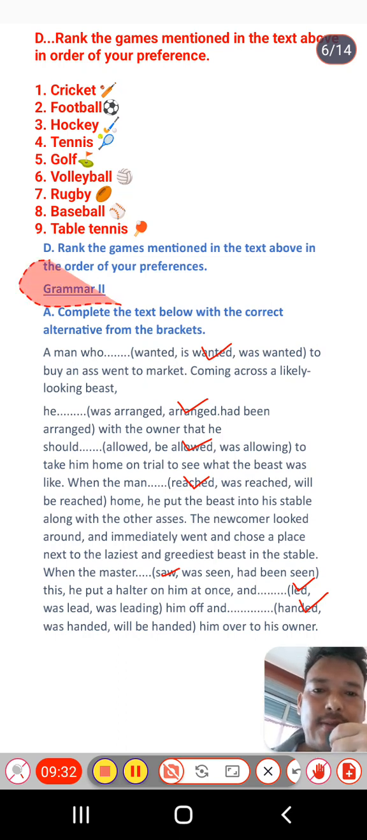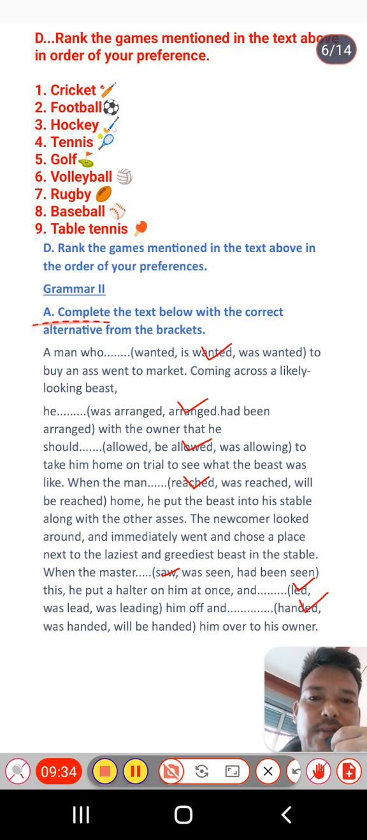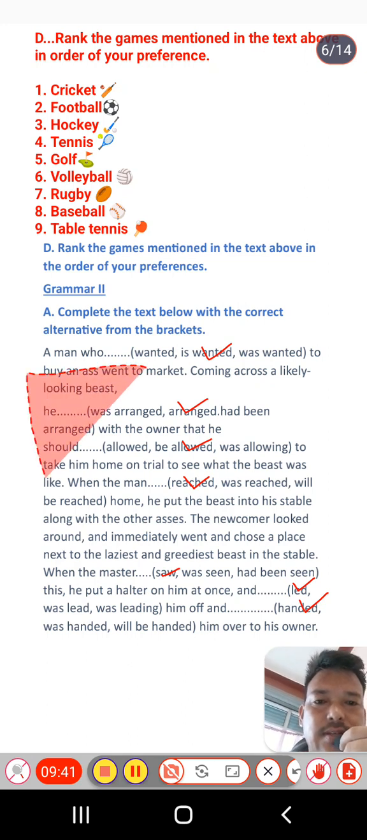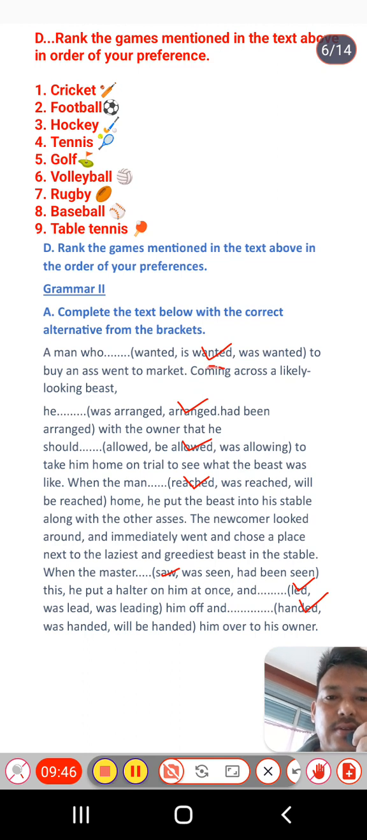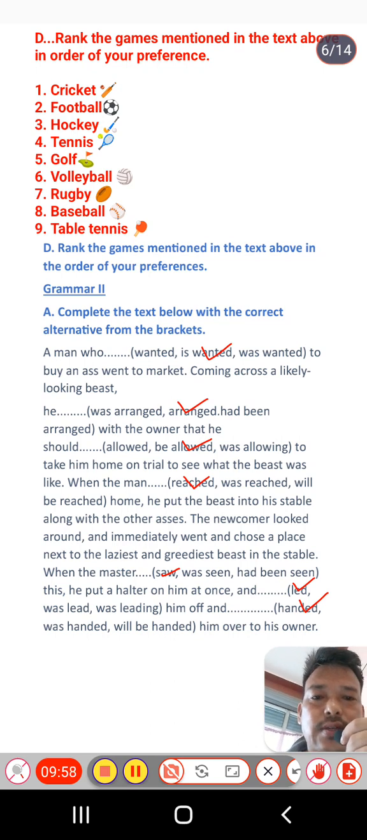Now the grammar part. Grammar 2. Complete the text below with the correct alternatives from the bracket. So here we have this story, and we have to choose the right answer. From the bracket, you can fill in the blank, or you can tick the right one. A man who wanted to buy an ass went to the market. So the right answer is wanted.